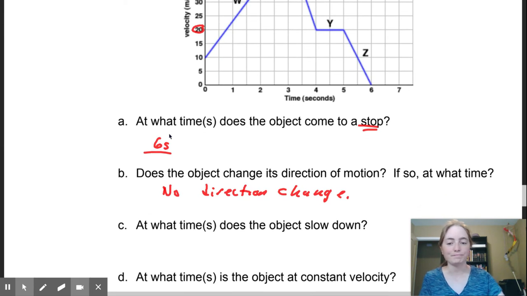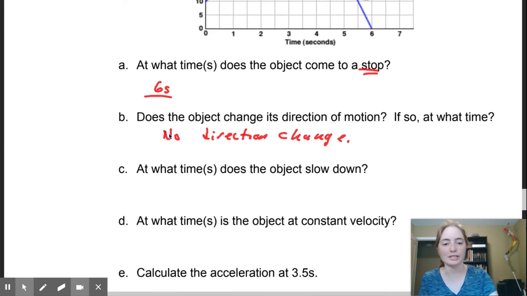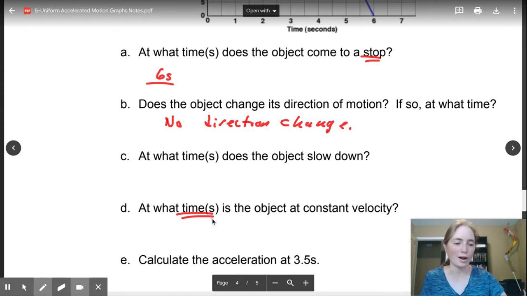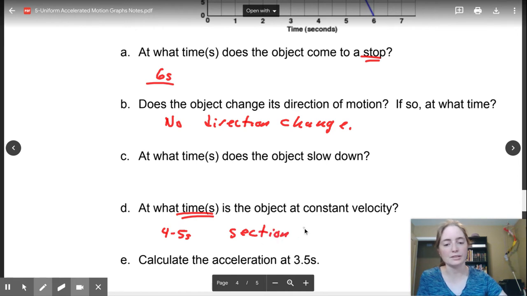Oops, I skipped over C, that we'll look at, or we'll answer D here. It says what times. So please don't write Y. Y isn't a time. That's a section on the graph. It is 4 to 5 seconds. That's the answer that I want. I won't take off points, but if you say section Y, it'll just make me cringe because the question says time. So anyway, don't make me cringe, please.